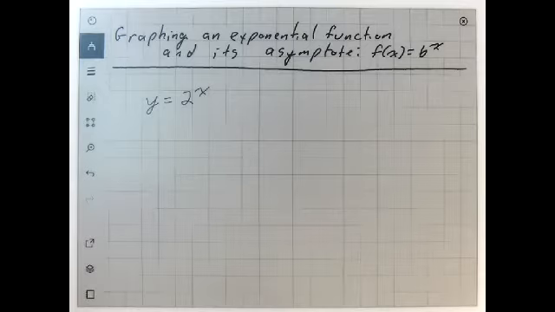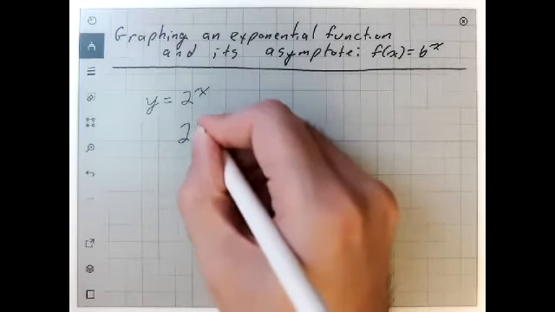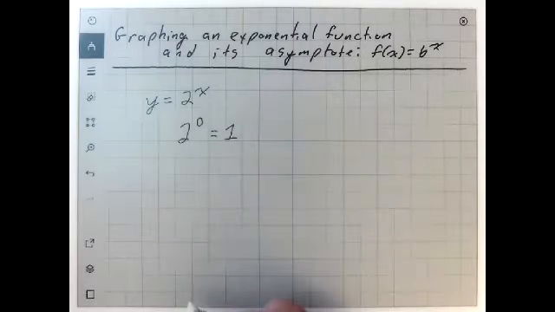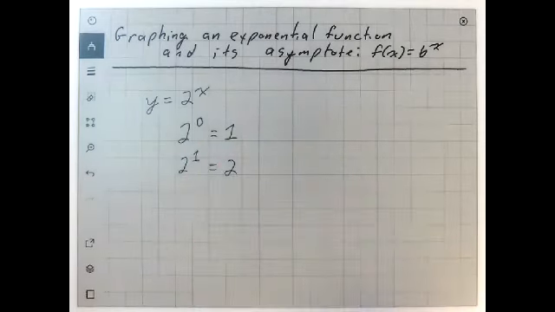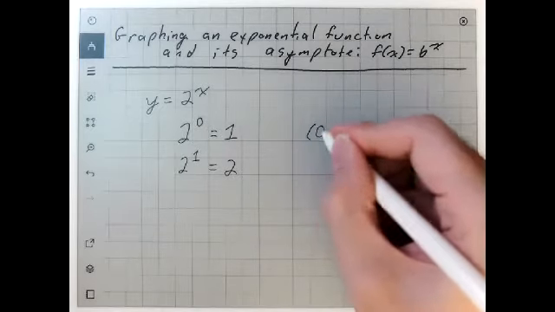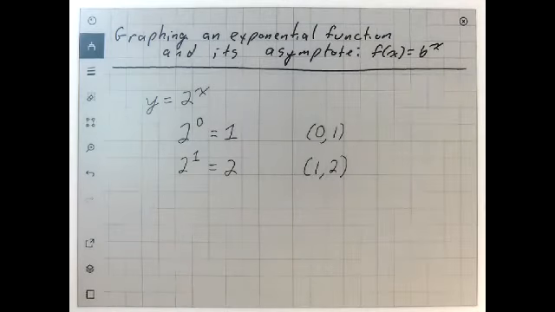In the graph of y equals 2 raised to the x, we can use some properties of exponents to get some understanding of what's going to happen. Well, anything to the 0 power is always 1, and anything to the first power is always that thing. So we can quickly surmise that 0, 1 and 1, 2 are going to be 2 points on the graph.